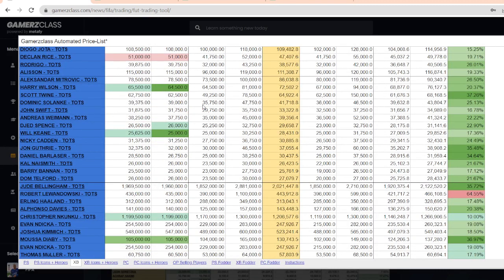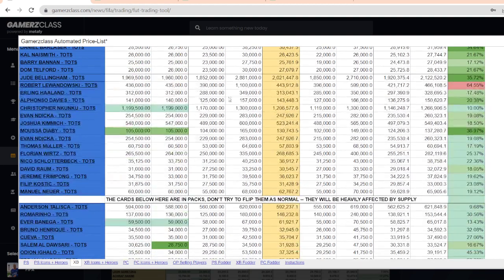Again, Harry Wilson could be an okay one, but generally I try not to touch the smaller leagues. As I said before, we want to try and stick to meta cards. What that means is popular, usable cards. Again, how many Championship teams do you actually see in Champs or Rivals? I've never seen one, so I would avoid.